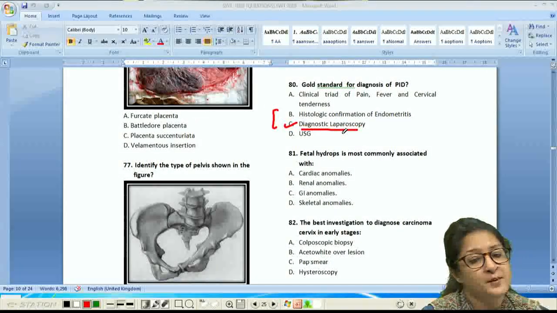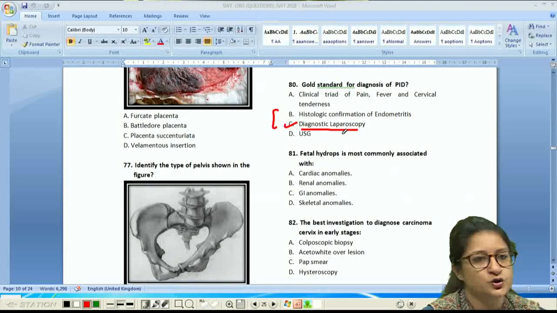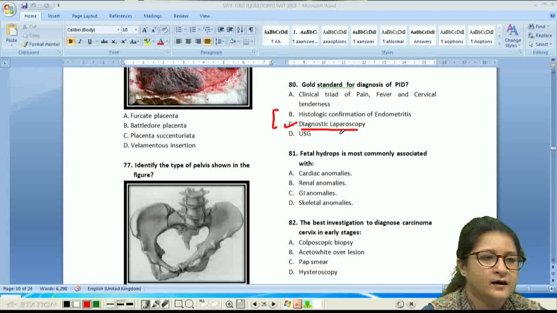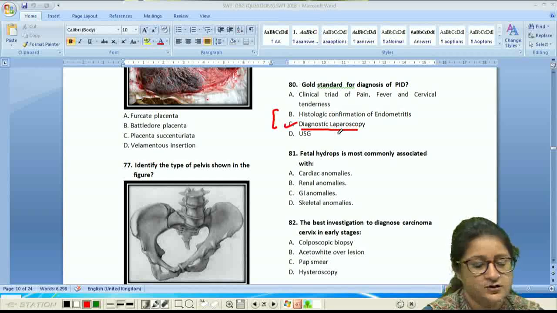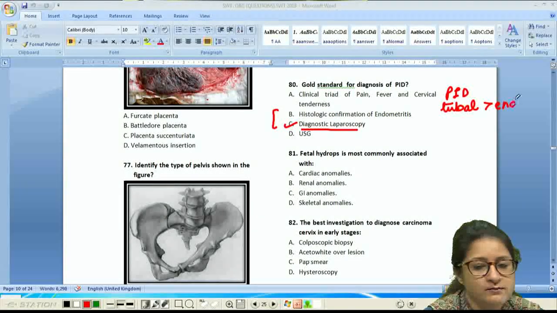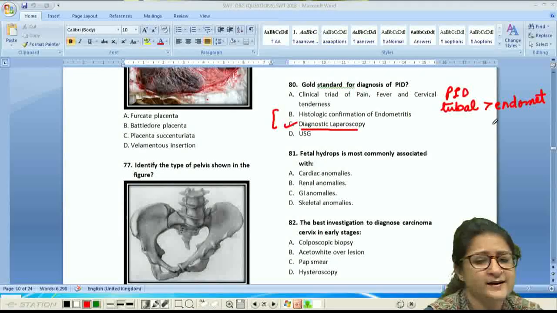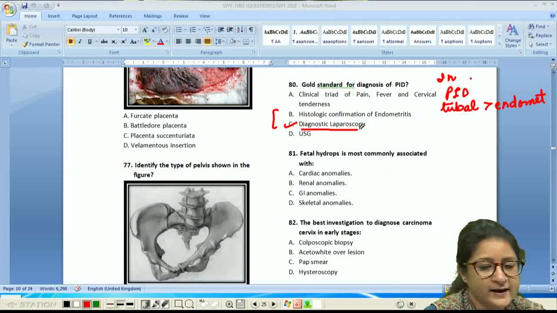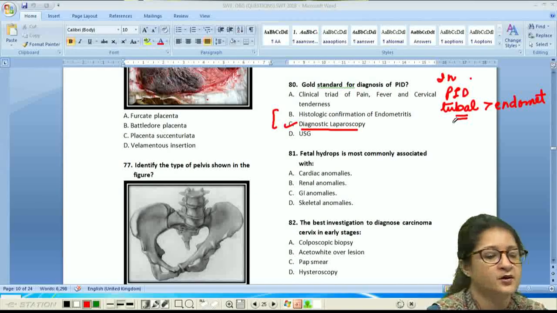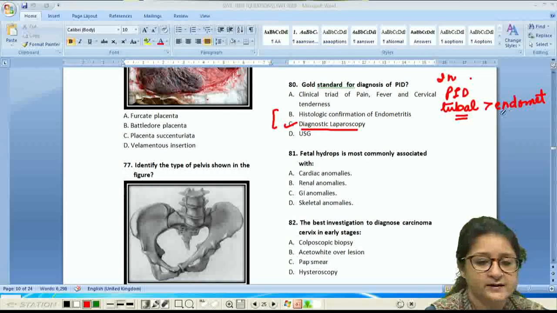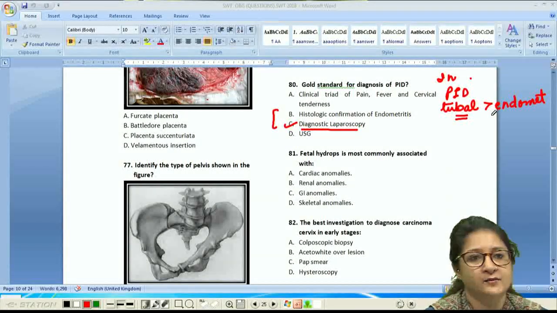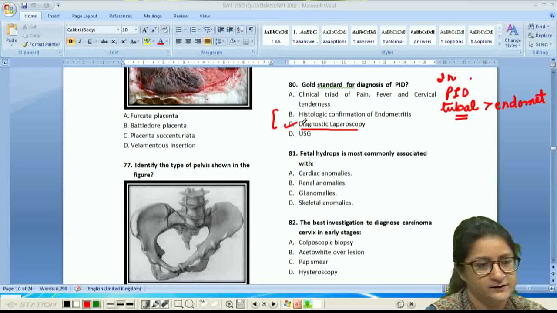Because why? Because PID mainly infects the tubes, right? It affects the endometrium less often than it does affect the tube. So in PID, what happens is that tubal involvement is more common than endometrial involvement, right? That is why diagnostic laparoscopy will be able to tell us about the tubal involvement. Histological confirmation of endometritis might not be there as a routine finding in PID all the time. However, both are definitive criteria.